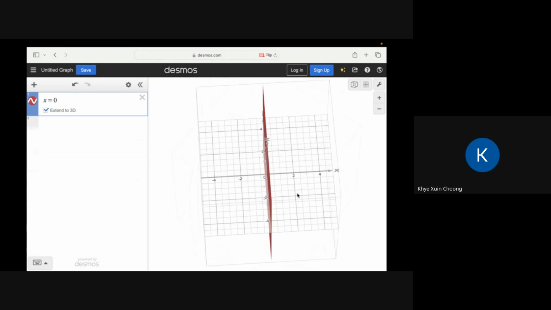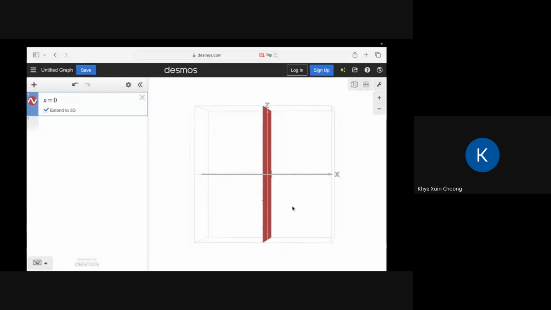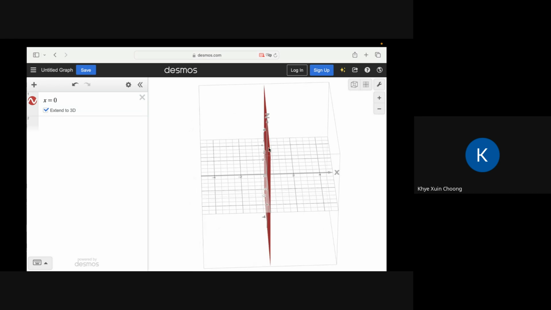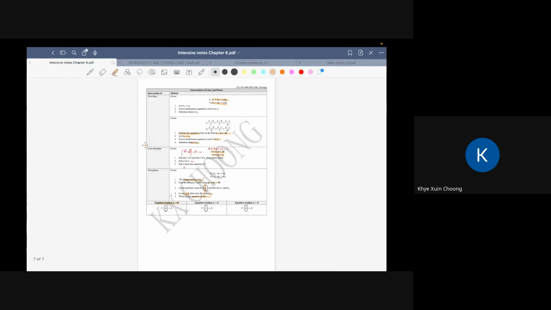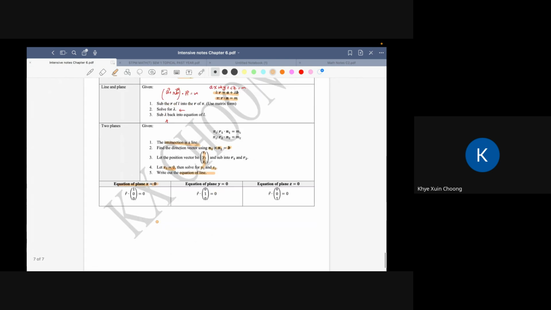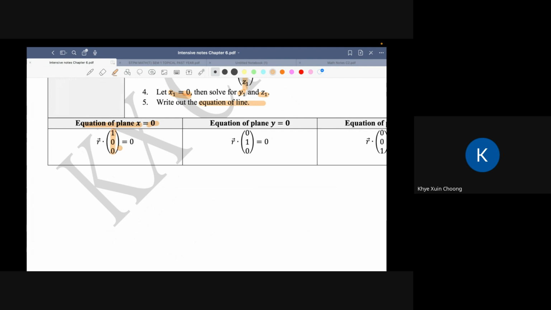Okay, if you have x equals to 0, then what is the equation of the normal? The normal line should be parallel to the x-axis, right? So I can randomly write one normal vector for this equation, which is 1, 0, 0. Okay, it can be 2, 0, 0, 3, 0, 0, 4, 0, 0, depends on you, okay? But the simplest one is 1, 0, 0. 1, 0, 0 means it has one direction along the x, then no direction along y and z, okay? So the direction vector is 1, 0, 0. Okay, for x equals 0, the direction is 1, 0, 0.